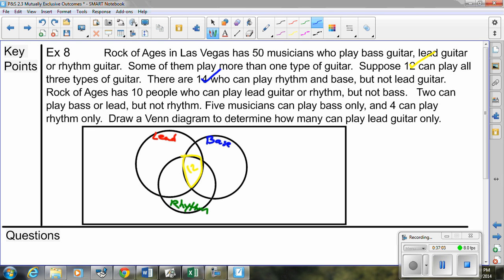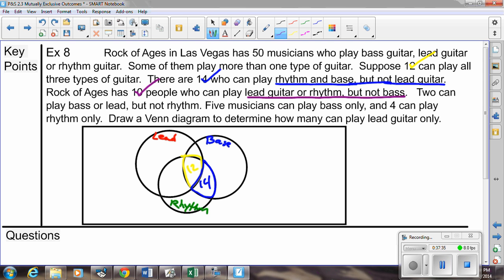14 can play both rhythm and bass, but not lead. So which section has rhythm, bass, but not lead? Okay, people are pointing and saying here. This section is rhythm and bass, but it's still outside the lead guitar, so we've got 14 there. What about 10 people, lead or rhythm, not bass? That's here. Lead and rhythm. It's in both circles, but still outside the bass one, so that gives us 10 in this region.